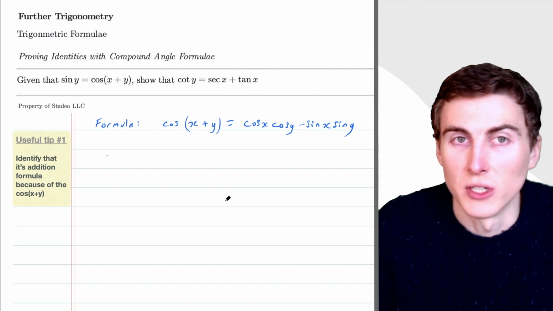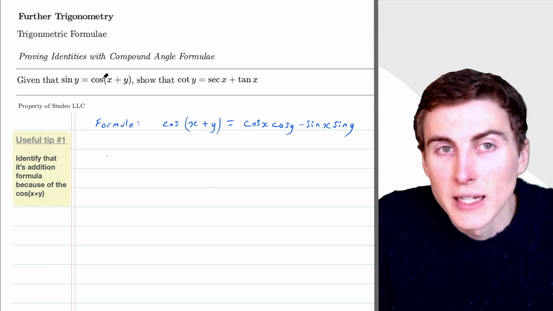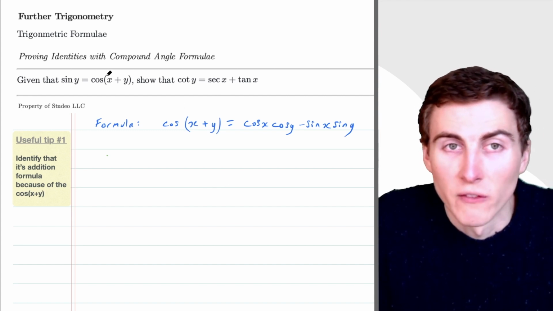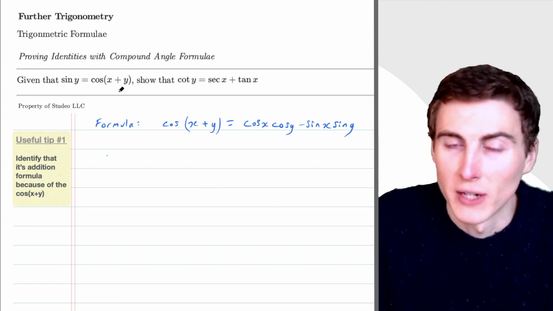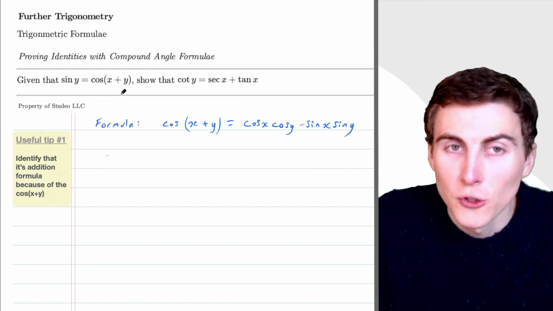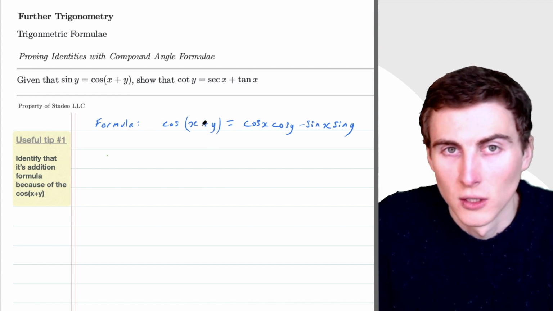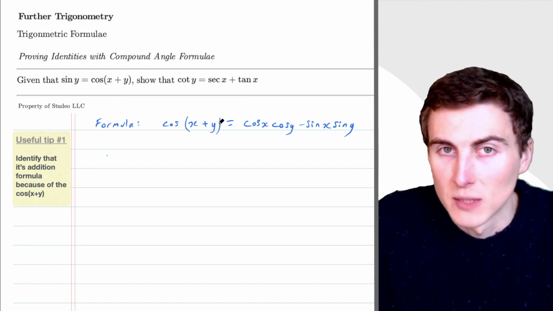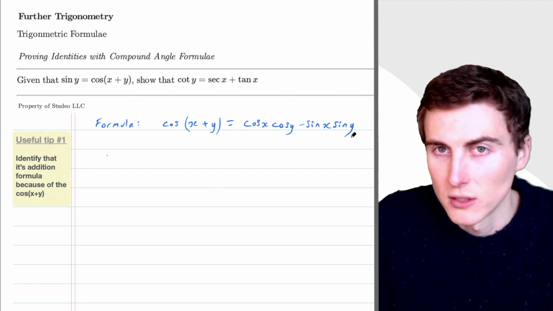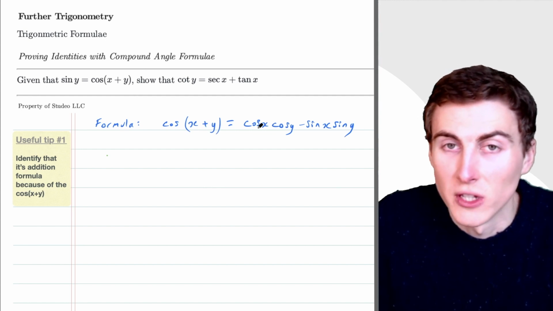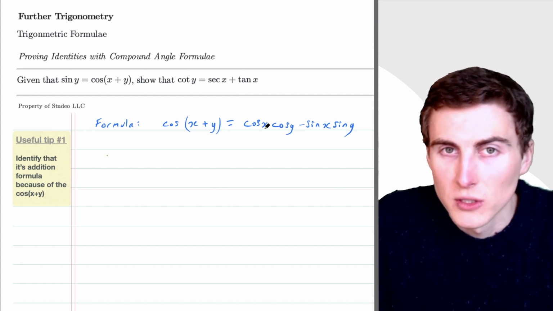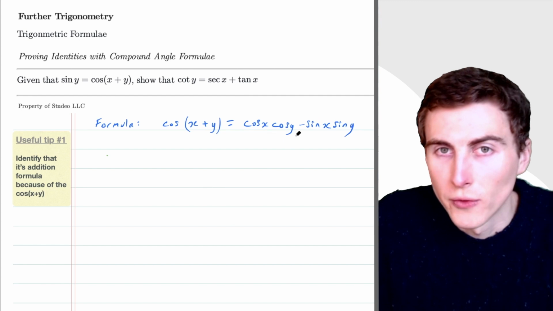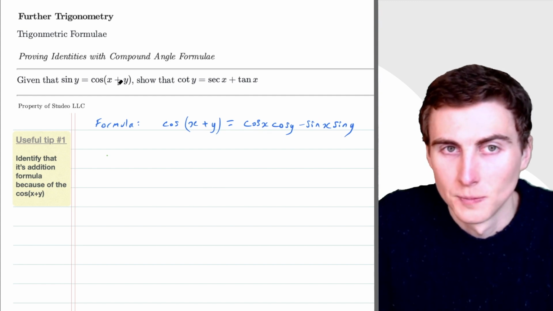So the key thing to notice here when you go to prove these is that inside this cosine function, we have an x and a y. And that means that we can use the compound angle formula. So the first thing I would do is write out the formula for cos(x + y), which is this. Remember, this is one of the formulas to be given in the formula book, but you need to know how to use it. And once we know this, we can then substitute all of this into here.